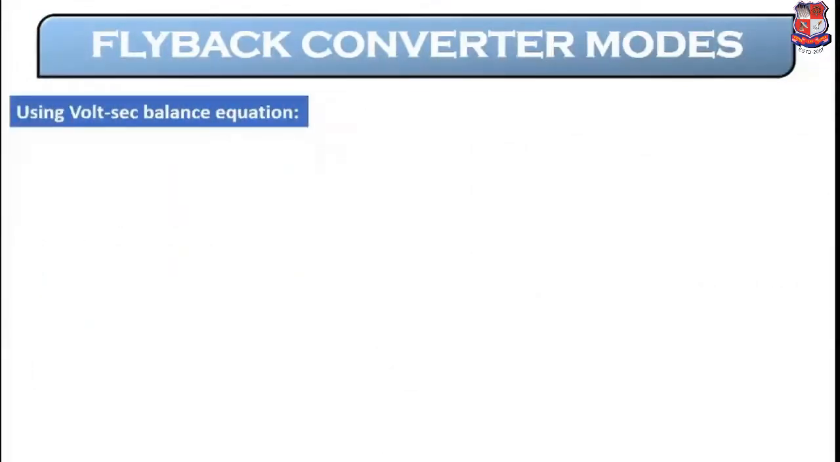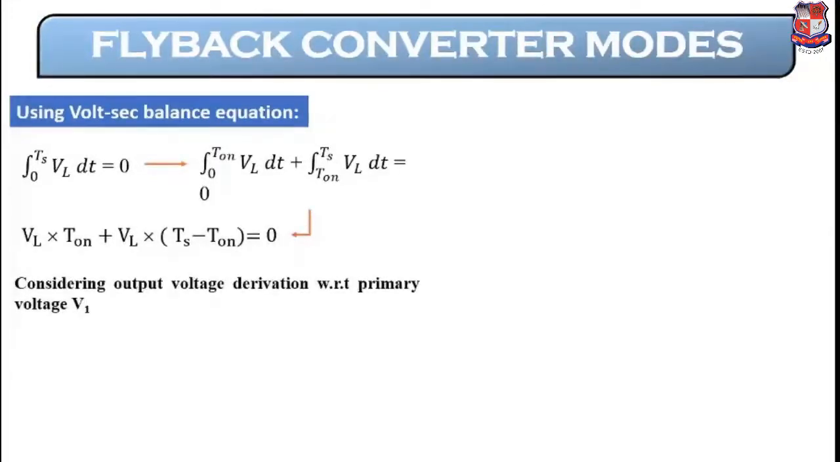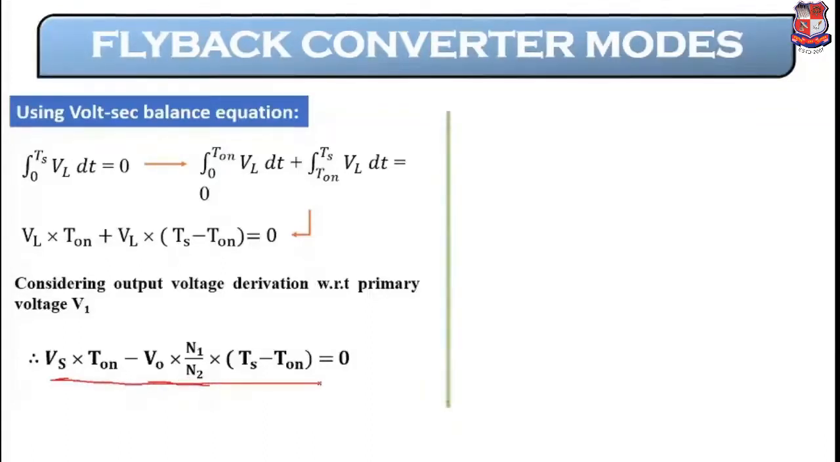Now using the volt second balance equation, we know what the volt second balance equation is. Now considering the output voltage derivation with respect to primary voltage V1. I had found voltages V1 and V2 for both the cases. So let us solve the output voltage derivation with respect to primary voltage V1. For the switch on case, V1 was Vs, and for the switch off case, V1 was minus Vo into N1 by N2. So it is kept in the volt second balance equation. If you solve this, you will get this equation.